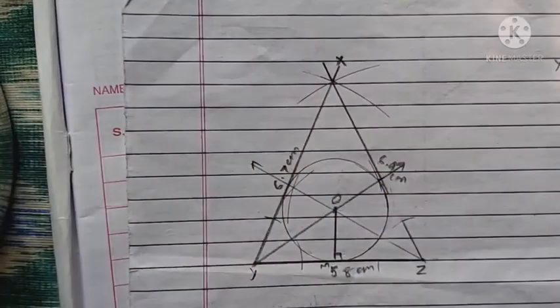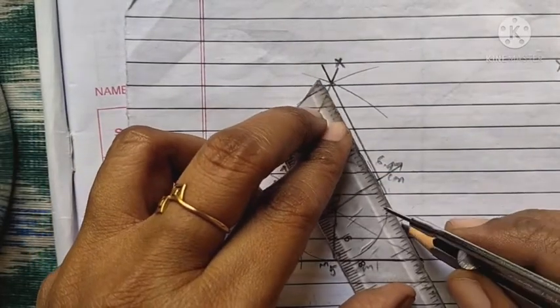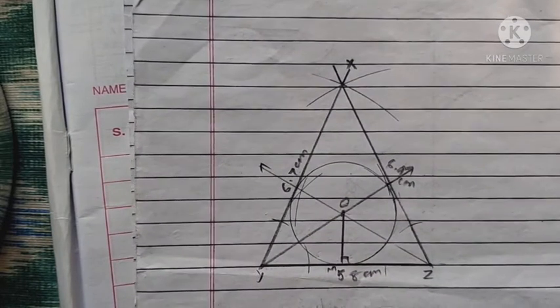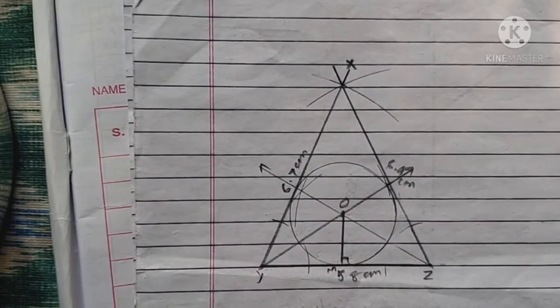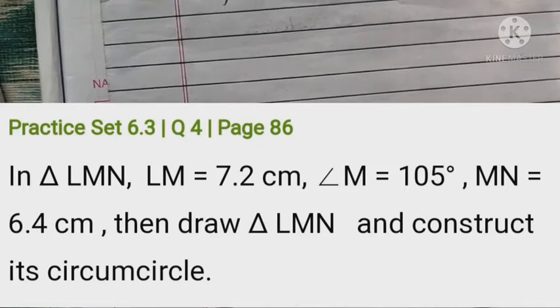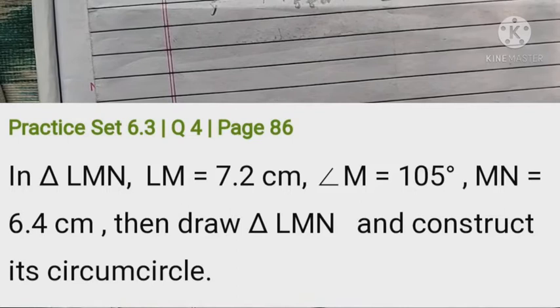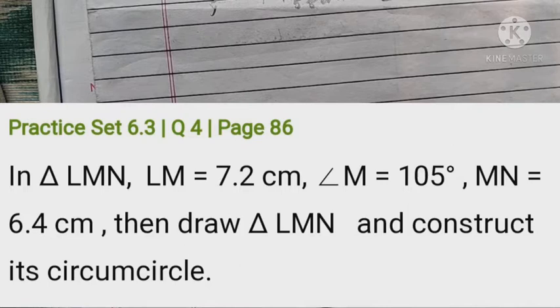Okay. So this is the incircle of this triangle XYZ. This is question number 3. Question number 4 is: construct triangle LMN. LM is 7.2 centimeter, angle M is 105 degree, MN is 6.4. Then we have to draw triangle LMN and construct its circumcircle.